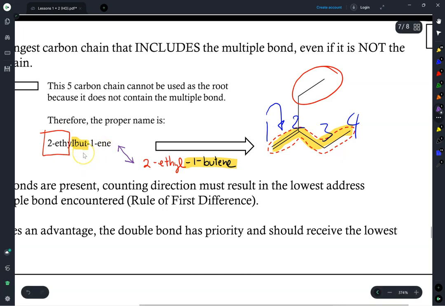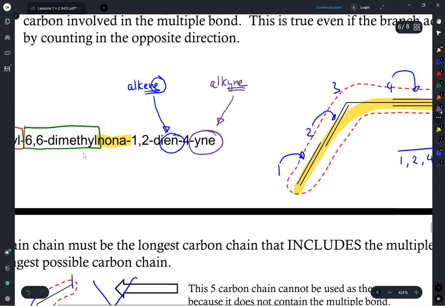This method allows you to mix and match, so if you had double bonds and triple bonds present, it tells you exactly: the 1, 2 is for the double bond, the 4 is for the triple bond.